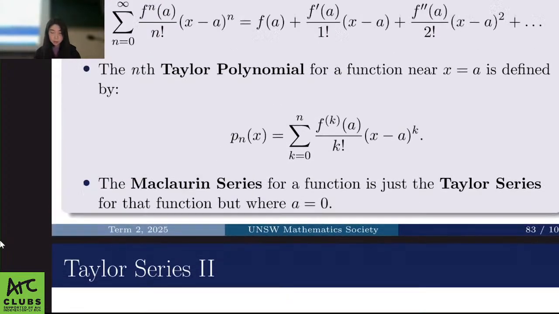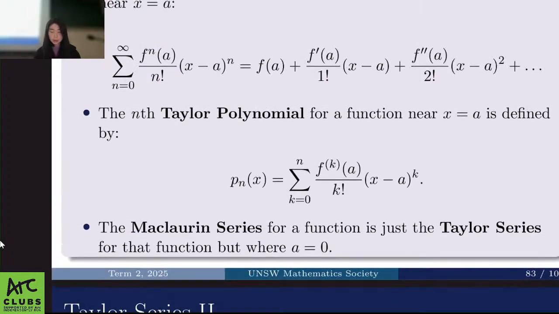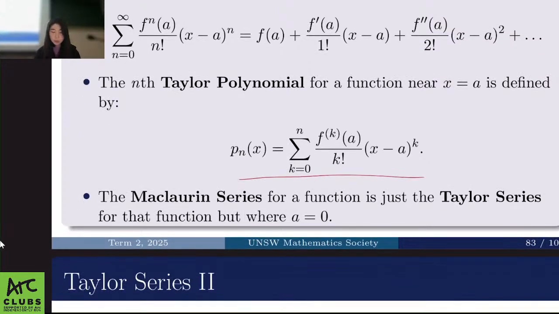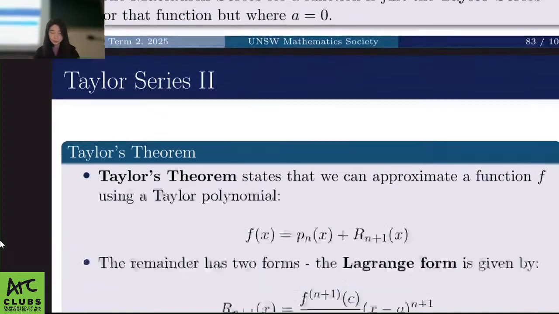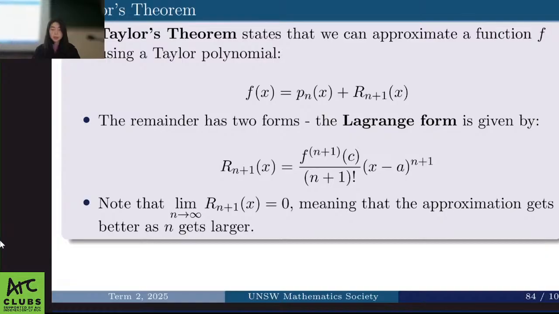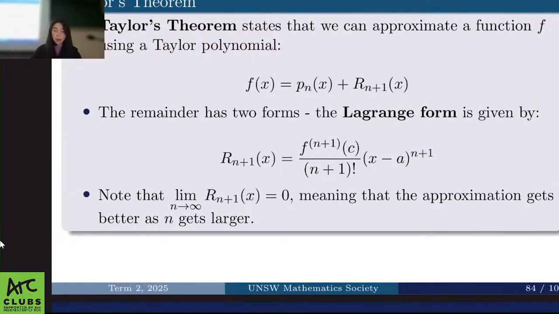Right, so the nth Taylor polynomial for a function near x equals a is defined by this, where the Maclaurin series is basically a Taylor series where we take a equal to 0. Alright, so what is Taylor's theorem? It's basically a theorem saying that when we approximate a function f using a Taylor polynomial, we will have a remainder, and this remainder essentially is the error in approximation using the Taylor polynomial.